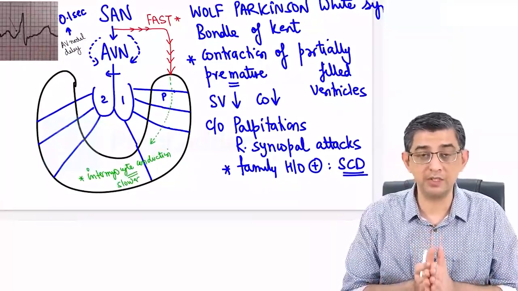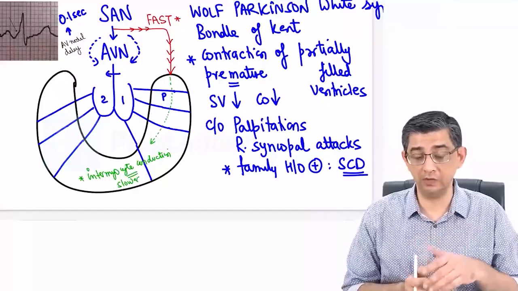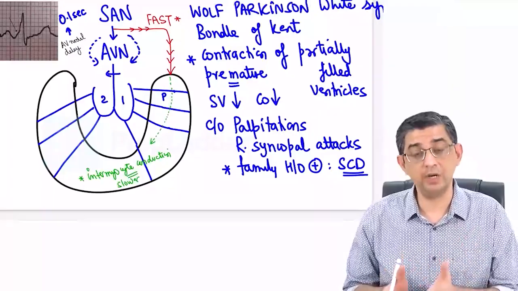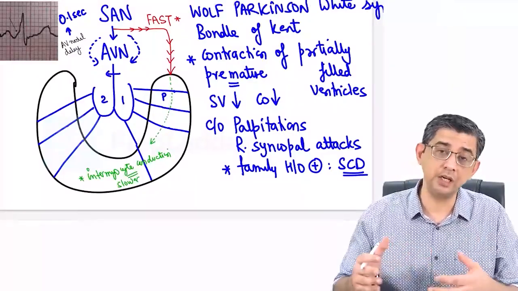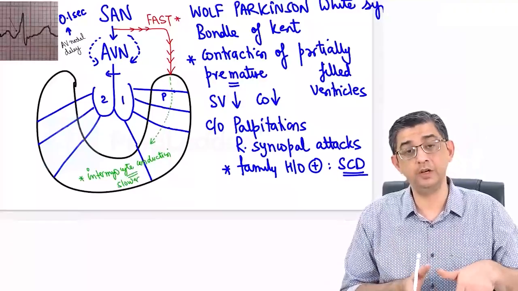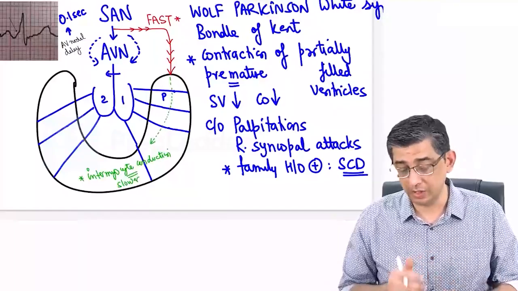I want to highlight this once again, guys, because most people say, sir, on one hand you're saying fast, on the other hand you're saying slow. So please appreciate the perspective. When I say bundle of Kent, it's going to cause an earlier activation of ventricles, but when it comes to the ventricles per se, the current inside the ventricle muscle will be spreading relatively slower. So let's just make sense of this from the ECG perspective.